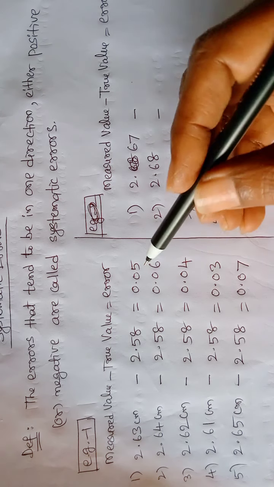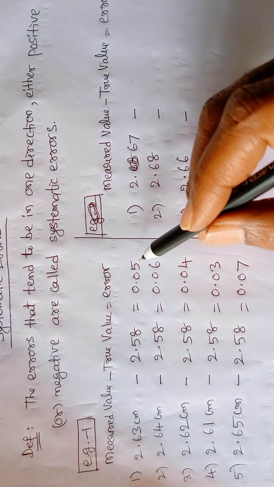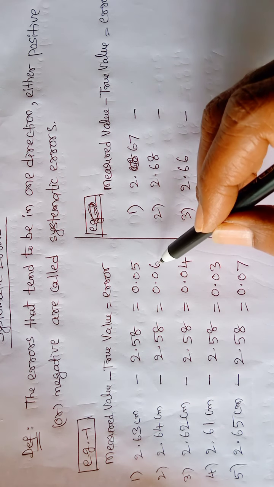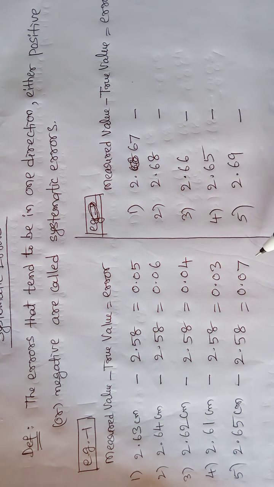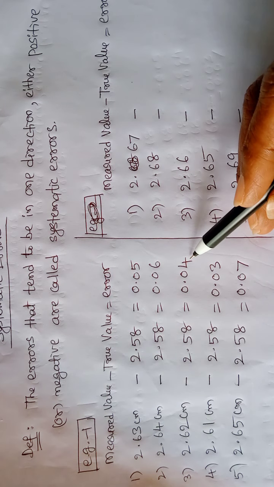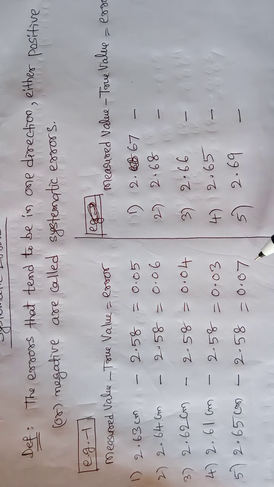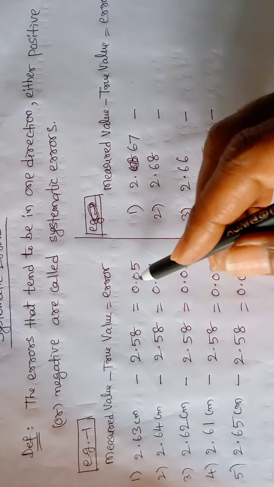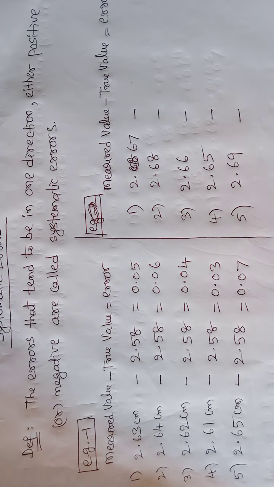So, here the error occurred by 0.05 centimeters. Here the magnitude is changing. Sometimes the error is more, sometimes the error is less. The magnitude of the error is changing, but the sign, whether the error is positive or negative, all the 5 errors are positive. So here the error occurred in one direction, because all the errors are positive. Therefore, the errors occurred in one direction. So you can say these errors are systematic.